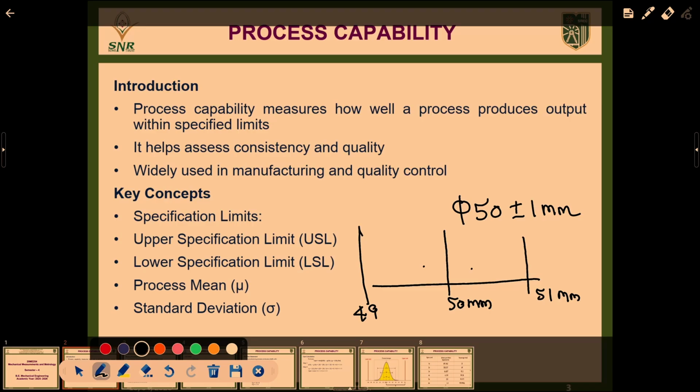So if we plot all the sizes, what happened? The components will fall within this area, which is normally known as a normal curve. So this is how we have to see how the process is stable, if there is any possibility for the process to get deviated from the required specifications. All these things we can refer.